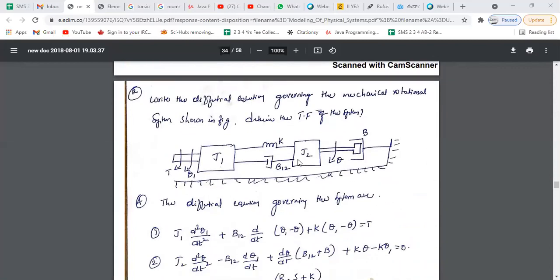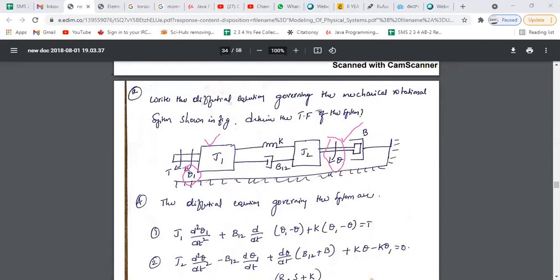Now this is the problem. Note this problem and solve it at your home. Write the differential equations representing the rotational system shown in the figure, and also find the transfer function of the system. So what is the transfer function here? This is theta 1, already marked here, already given in the problem, and the second displacement is theta.